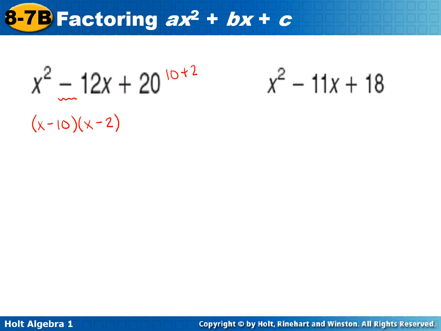Next one, C is positive. So factors of 18 that add up to 11. 9 and 2. Since C is positive, they're going to have the same sign and they're going to match the sign of B. So x minus 9, x minus 2.